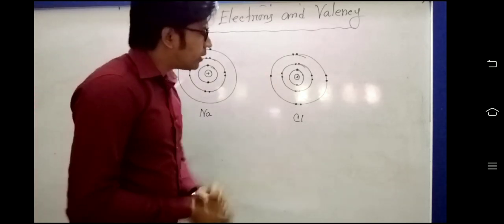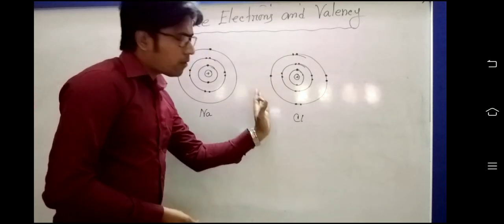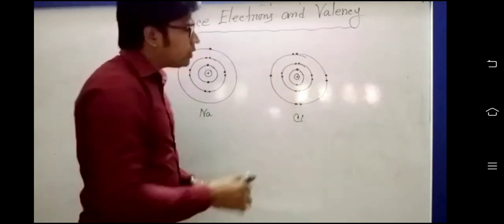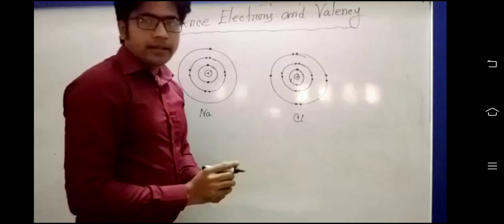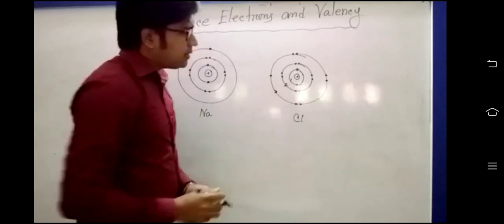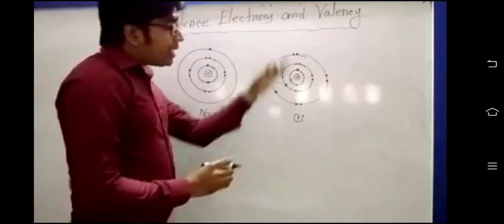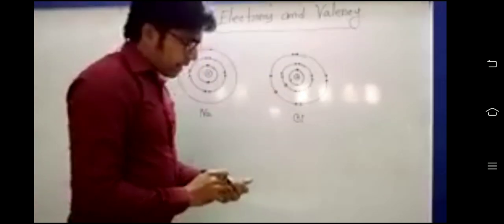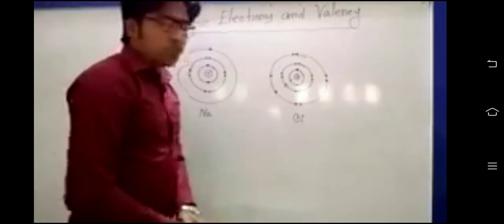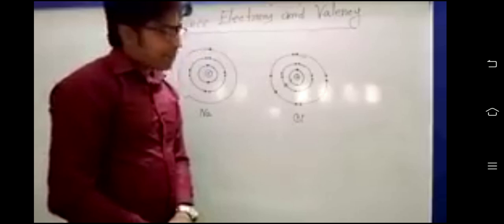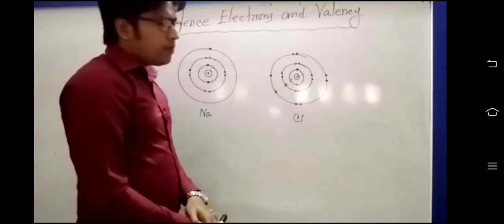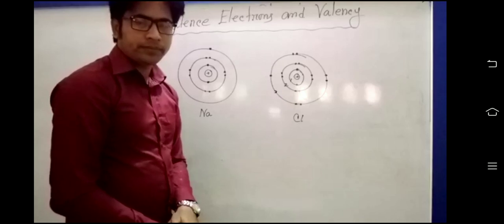Again, look here, chlorine. This is the diagram of the electron configuration of chlorine. Here in the first shell there are 2 electrons, in the second shell there are 8 electrons, and in the third shell there are 7 electrons. So from this electronic diagram, we can say the outermost electron number of chlorine is 7. So 7 is the valence electron number of chlorine.